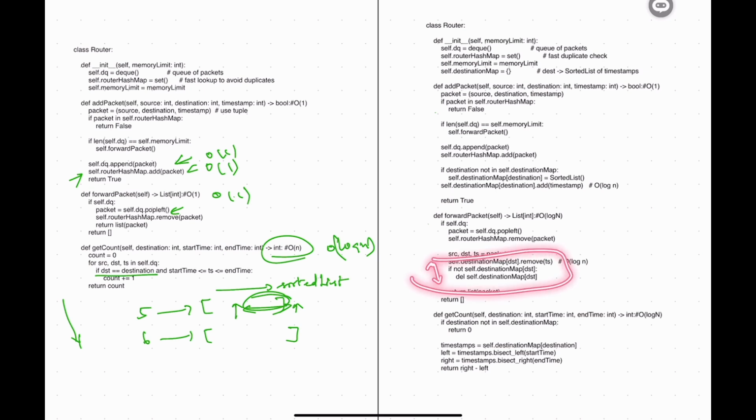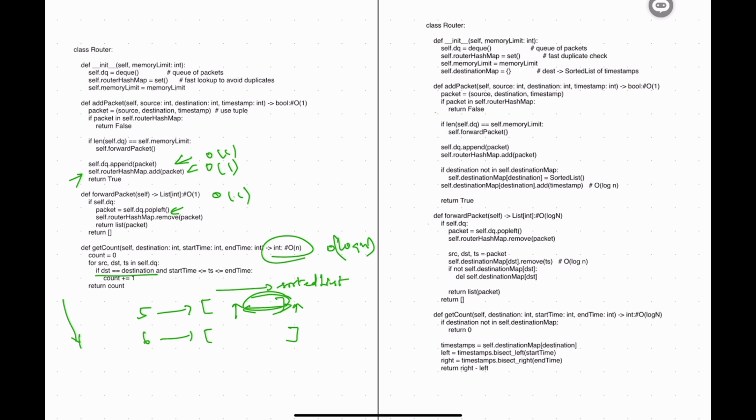This is all basic hash map operation. Since it's a hash map which in turn has a sorted list, to insert and pop it out we'll be taking order of log n, right? So get count goes from order of n to order of log n. I'll show you an example.